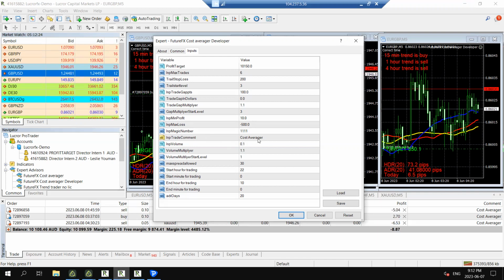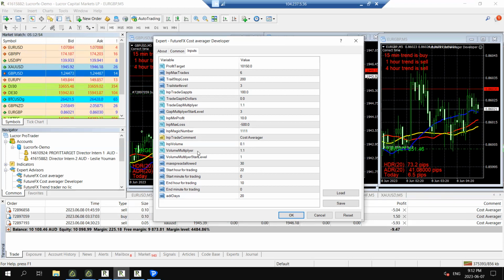Trade comment just says cost averager. So you'll see in the comment section here of each trade, it says cost averager. So you'll personally know that this is a trade that cost averager has taken out. Input volume, that's just the lot size. We talked about that. That'll be dependent on how aggressive you want to trade, what your actual account balance is, etc.